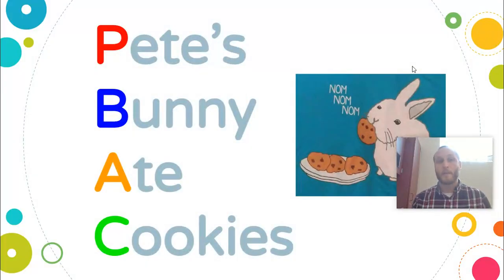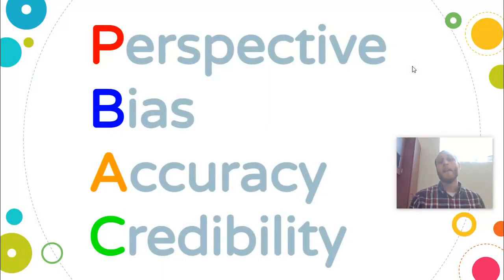Okay, so remember today, Pete's Bunny ate cookies. When you're looking at sources, you want to look at the perspective. What do they believe about the topic? Do you want to see if it's biased? Do they favor one view versus another? You want to see if it's accurate. Okay, can we verify information? Can we check other sources? And we want to see if it's credible. Can we trust that source?